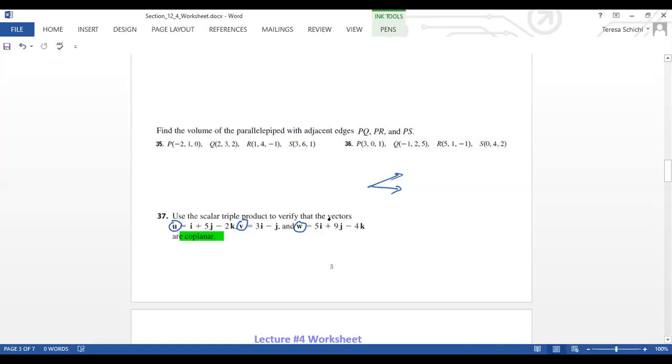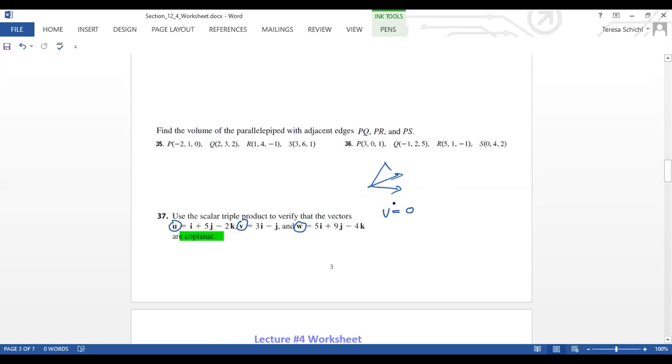If the third vector is also on the same plane here, will these 3 vectors be able to span a parallelepiped? No, because all 3 of them are on the plane, so they cannot span a parallelepiped. So if I can prove the volume of the parallelepiped is equal to 0, then I can say these three are coplanar. That means they lie on the same plane.